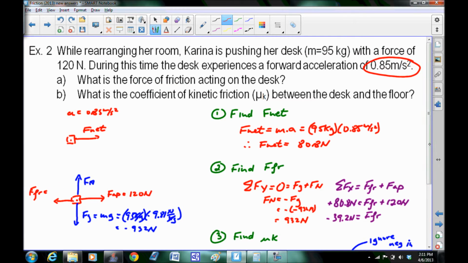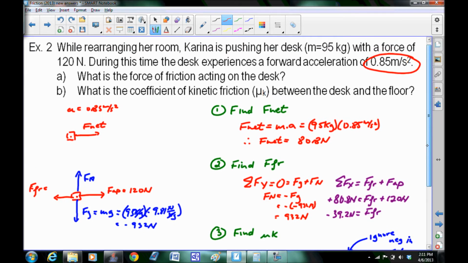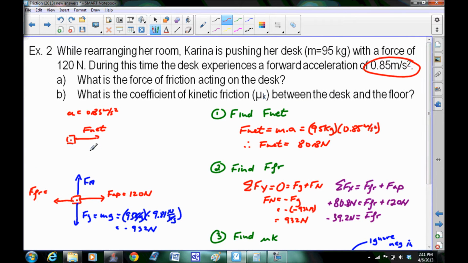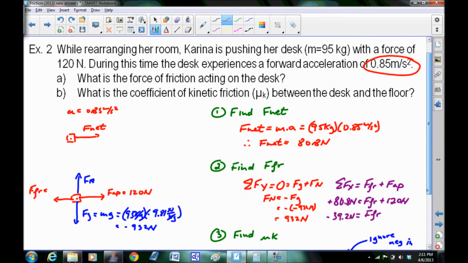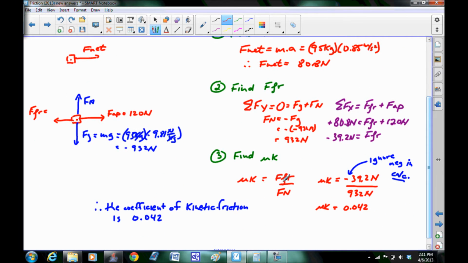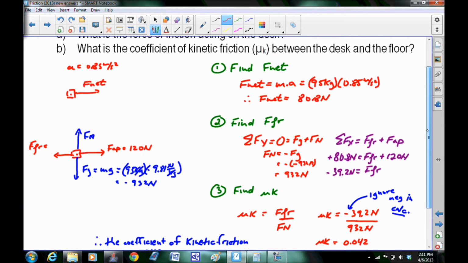So what we're going to do is first find the net force acting on the desk. Then once we know the net force, we're going to be able to find the force of friction from the free body diagram. And once we know the force of friction, we can substitute it into the coefficient of friction equation and determine our coefficient of friction. So let's find the F net.